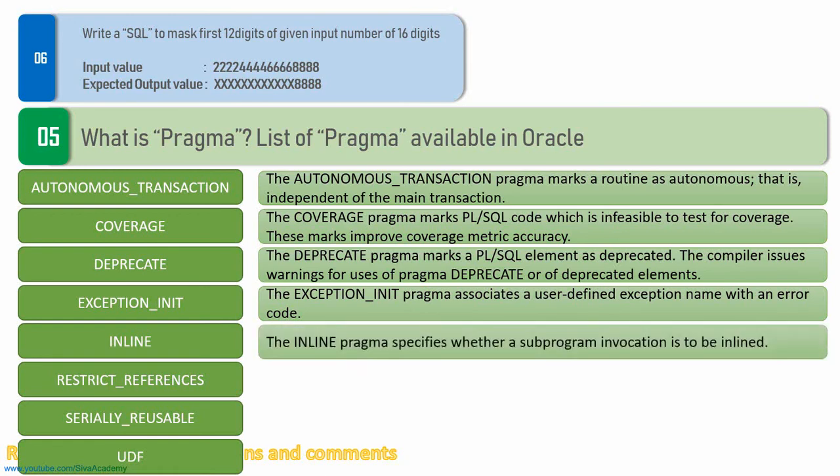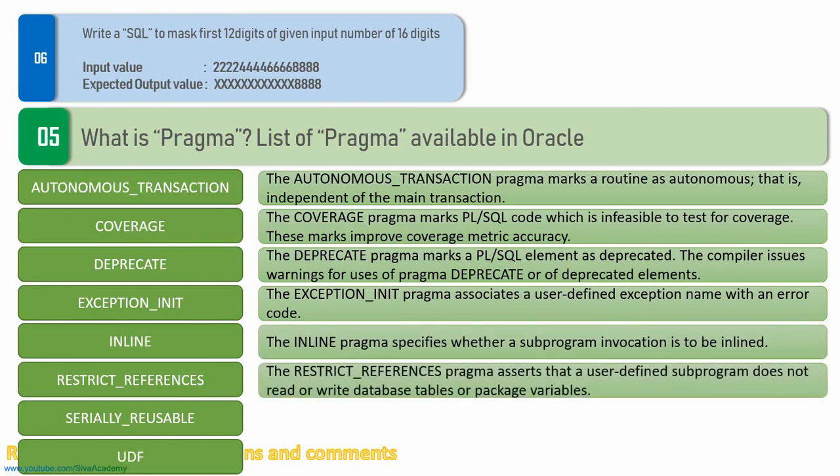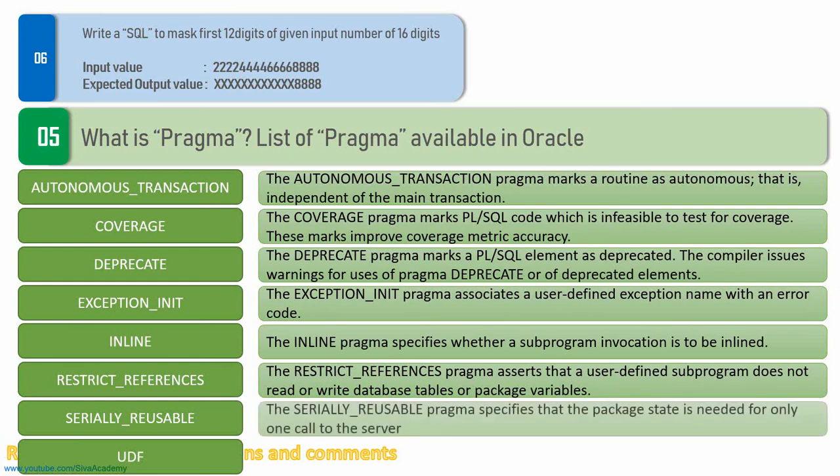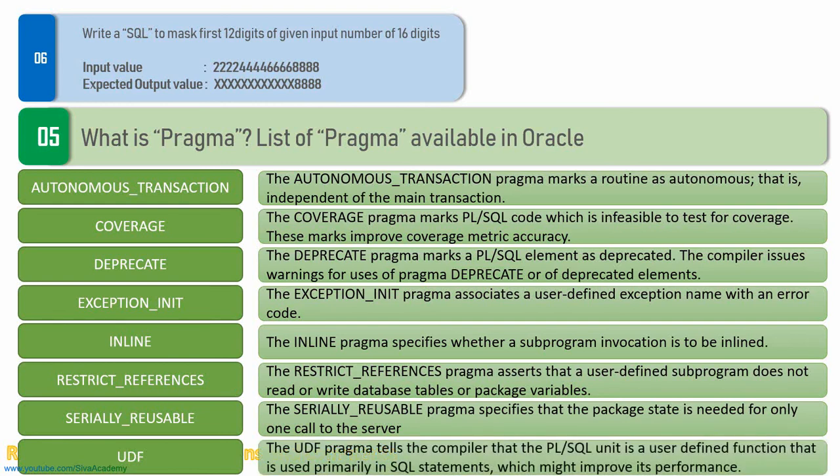The inline pragma is basically to say whether a subprogram invocation is to be inline. Restrict references is basically to enforce a purity level of functions, basically to say whether a function can read or set table data or package state data. The serially reusable pragma is basically to say how a packaged variable has to behave in a particular session. The UDF pragma tells the PL/SQL compiler that the particular PL/SQL unit which we defined as part of the WITH clause has to be primarily used in SQL statements only.